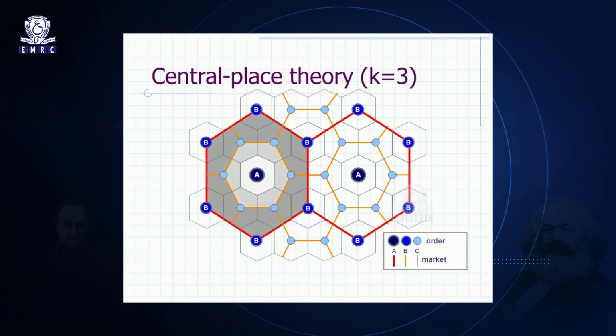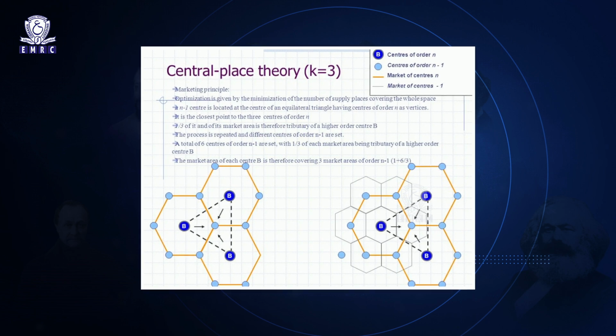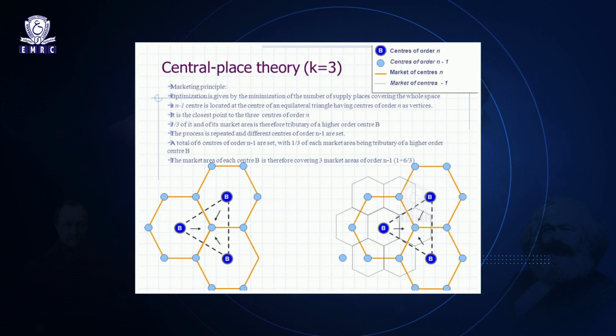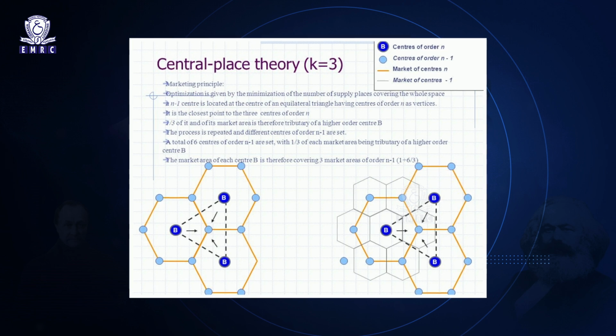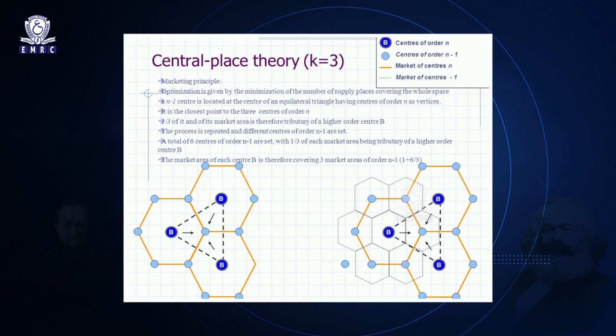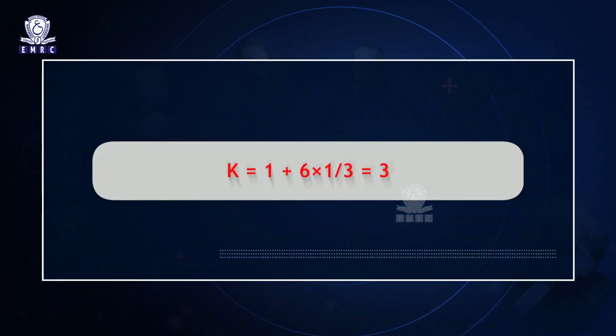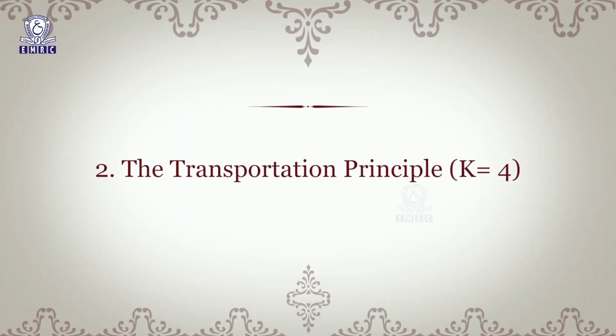The lower size nodes, 6 in number in the second larger circles, are located at the corners of the largest hexagon around the high order settlement. Each high order settlement gets 1/3 of each satellite settlement, which are 6 in total. Thus, K is equal to 1 plus 6 into 1 by 3, which is equal to 3. Thus, there is only one center of the highest order and the number of centers at every level below it increases by a factor of 3.